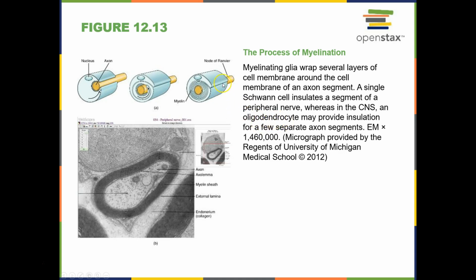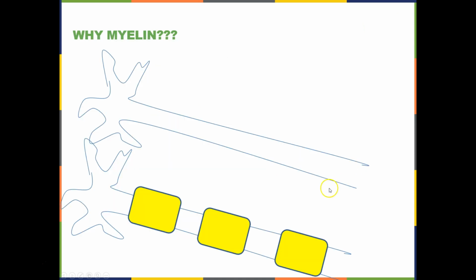Oligodendrocytes will wrap multiple areas of more than one axon, whereas Schwann cells produce one small myelin sheath each, so you have to have multiple Schwann cells to myelinate an entire axon. So why is myelin important, you might wonder?